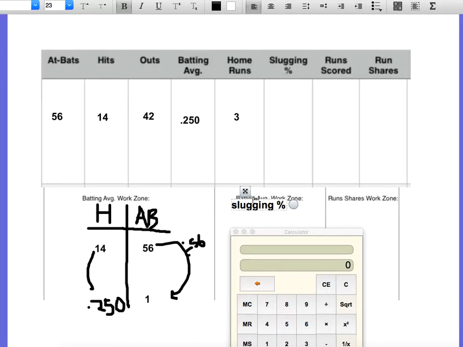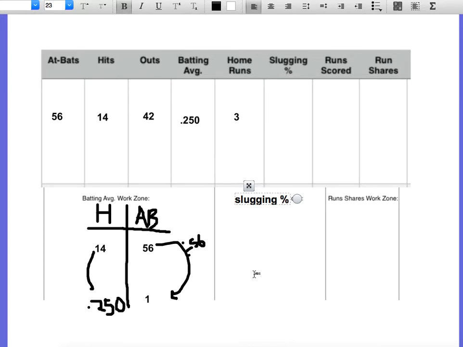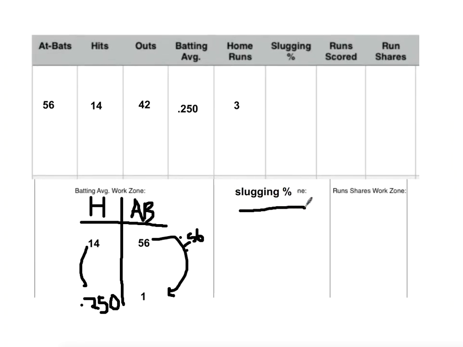What slugging percentage means in the work zone is what percent of your hits are home runs. So the work I'm expecting to see when you write down your slugging percentage is if 100% of your hits were home runs. Now we're just looking at our hits. You have 14 hits. 100% would mean every time you get a hit, it's a home run. You're very powerful when you hit the ball and don't miss it. Then you would have 14 home runs, if 100%.